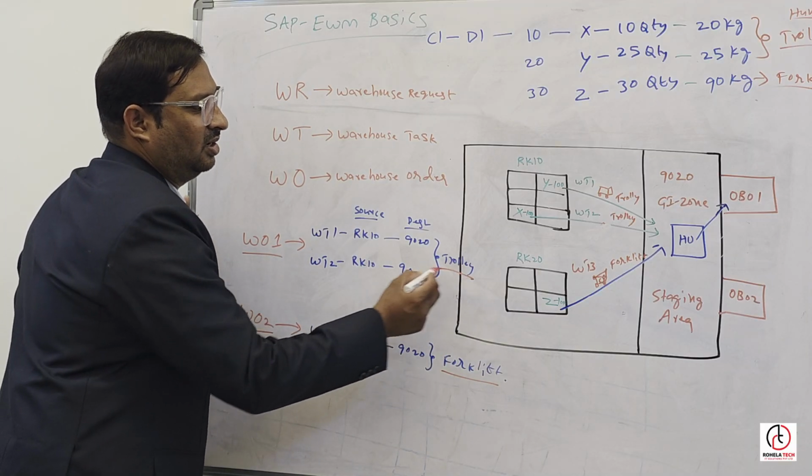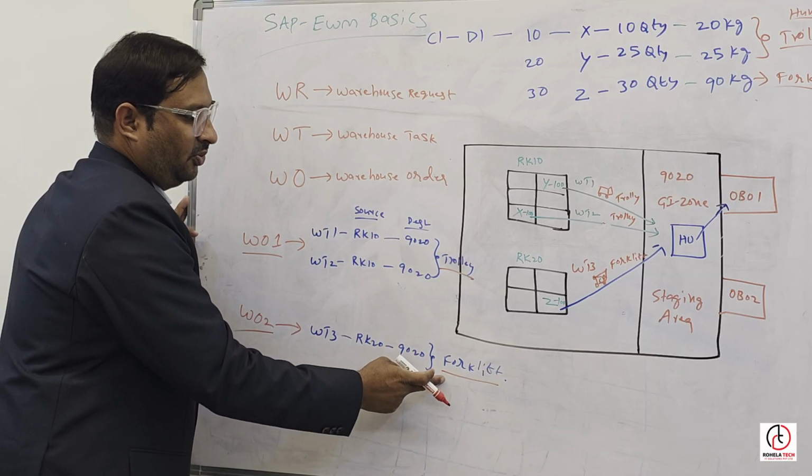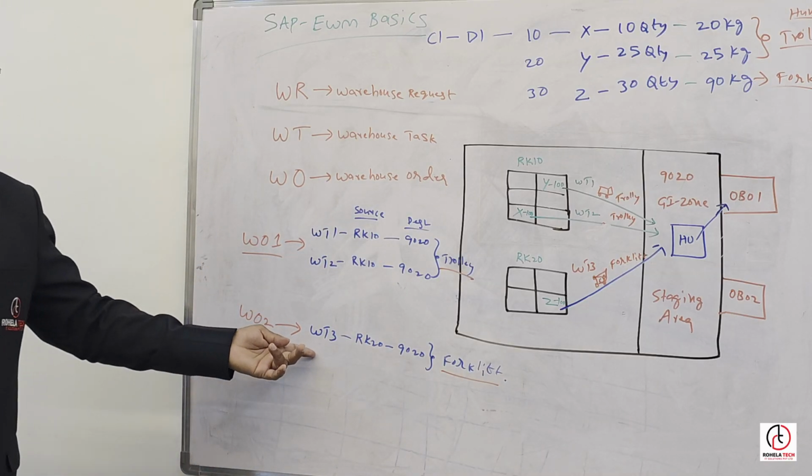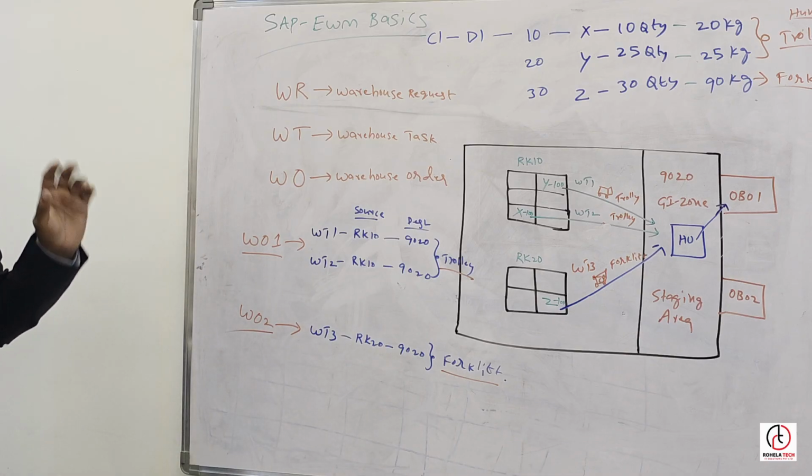forklift operator. So here the human resource with the trolley is going to pick these 2 tasks, and the forklift is going to complete warehouse task number 3 on the warehouse order. So this is my warehouse order.